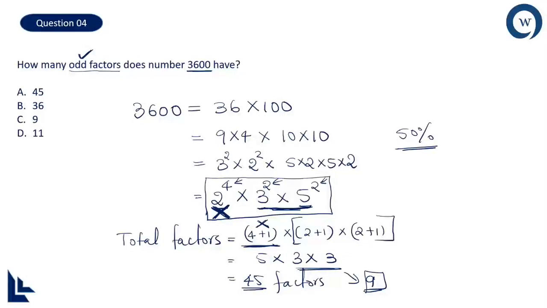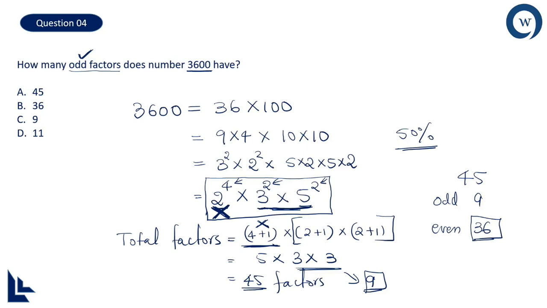Now, out of curiosity, I'm asking you, tell me how many even factors does the number 3600 have? Now, the logic is very simple. Total factors will be 45, right? And out of that, odd factors will be 9. Then tell me how many will be even? Yeah, 45 minus 9 will be 36. But many people might have a confusion.